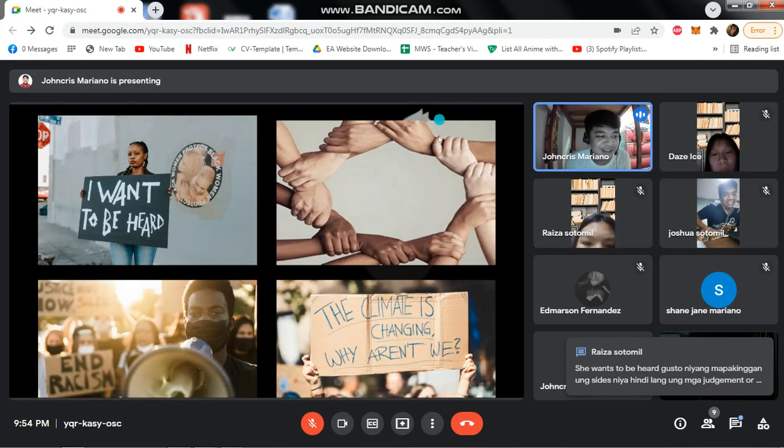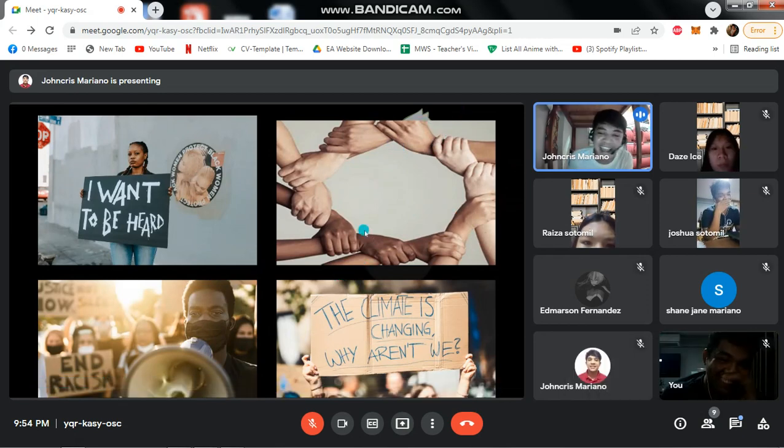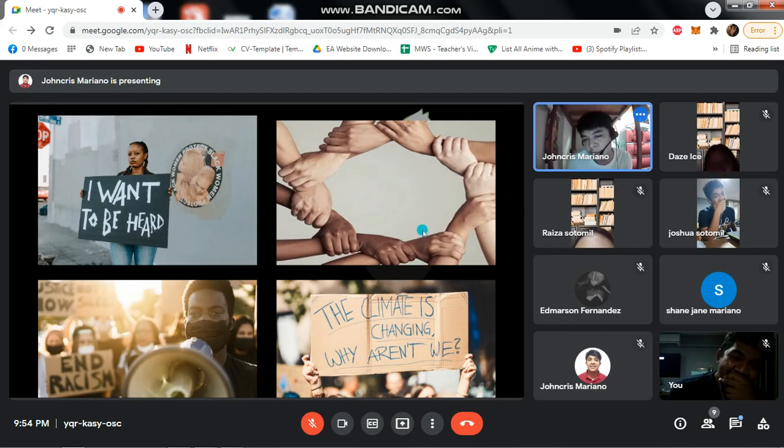Let's call on Riza. What can you say about the second image? As you can see, there are different colors of hands tied up together. What can you say about this image?